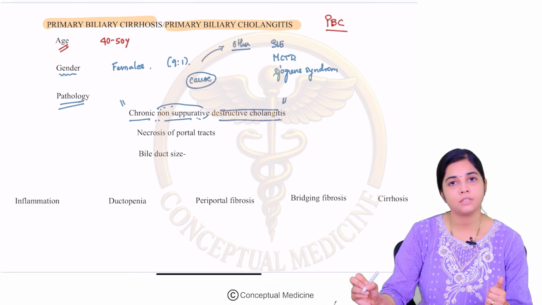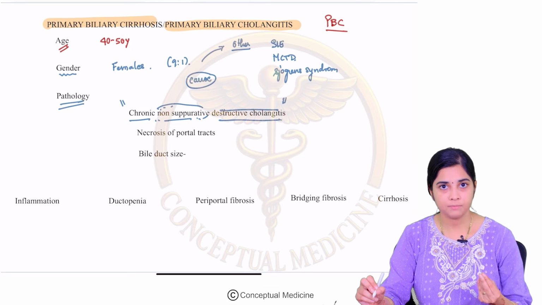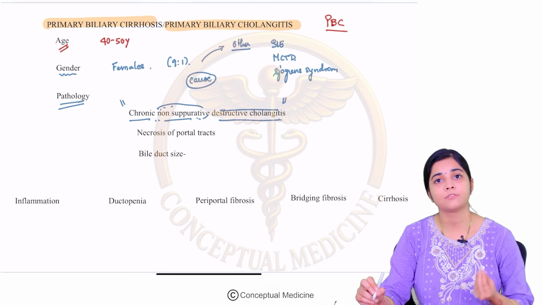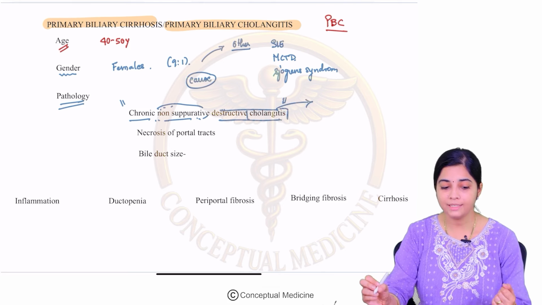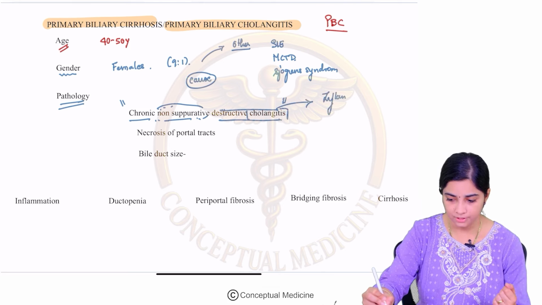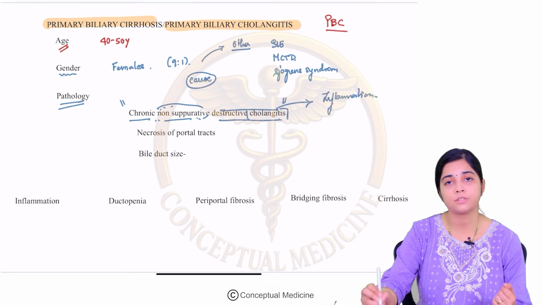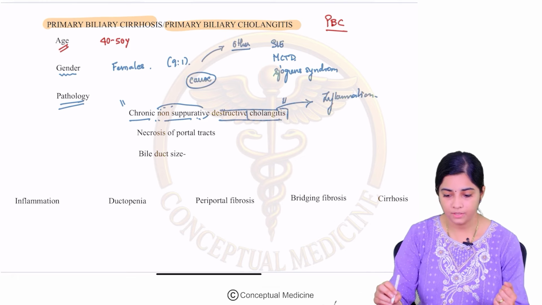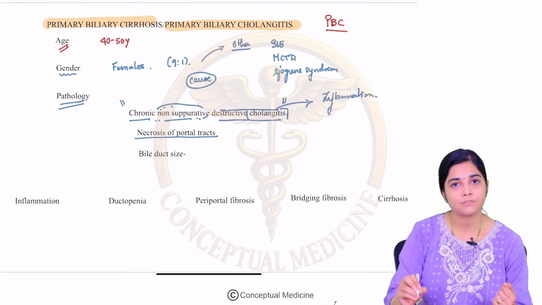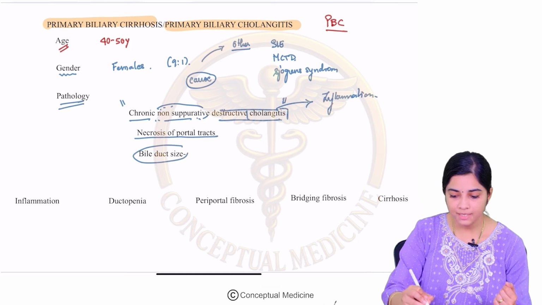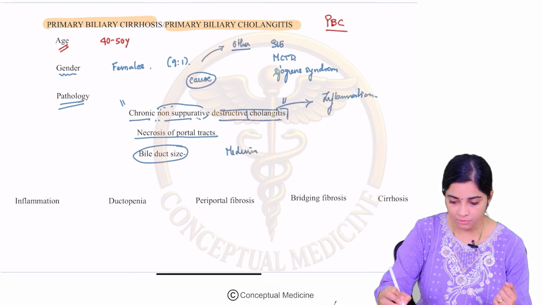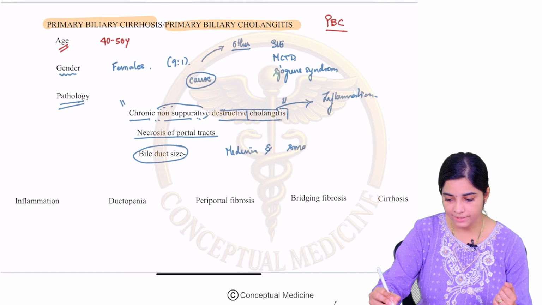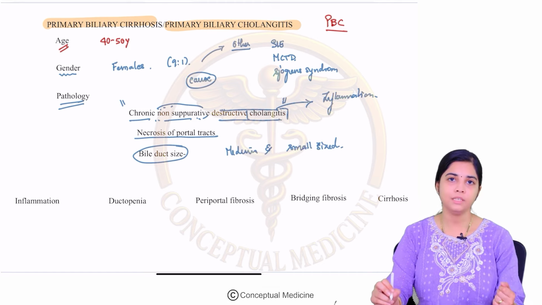There is destruction of the cholangian tract. That means that there is destruction of the bile ducts and there is cholangitis. We know that itis basically means inflammation. So, there is destructive inflammation of the biliary tract, right? And there can be necrosis of the portal tracts. And which bile ducts are most commonly involved? They are the medium and small sized bile ducts. Medium and small sized bile ducts are the ones which are commonly involved.